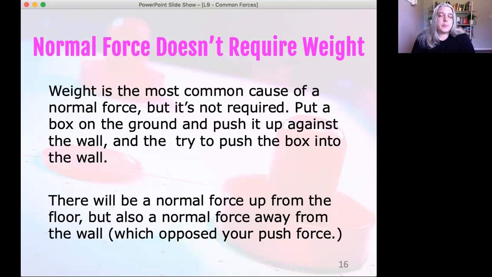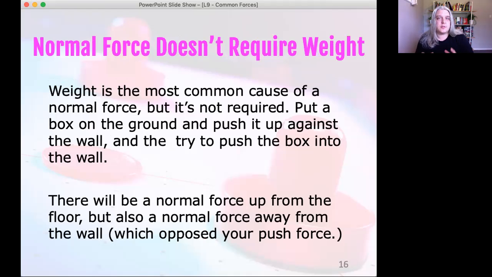Weight is the most common cause of a normal force, but it's not required. If you put a box on the ground and you push it until it hits a wall, and then you keep pushing it, you are pushing against that box, and that box is then going to push against the wall. That wall is going to provide a normal force back to the box. So now weight isn't the only way to get a normal force.